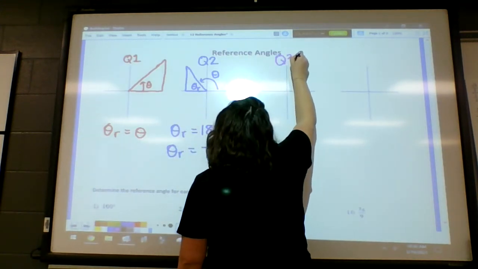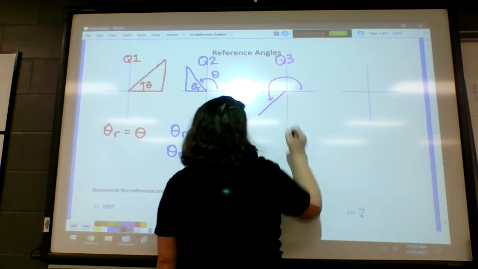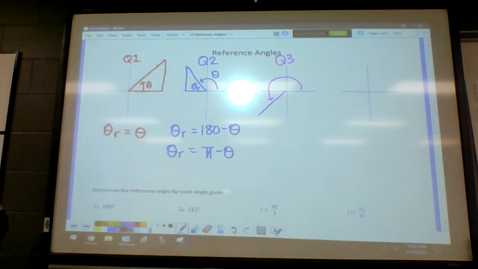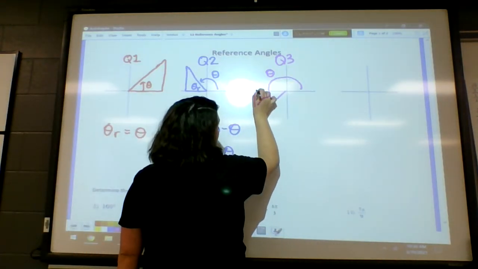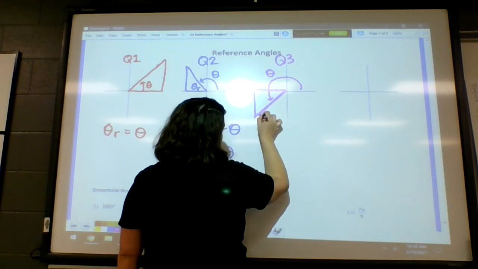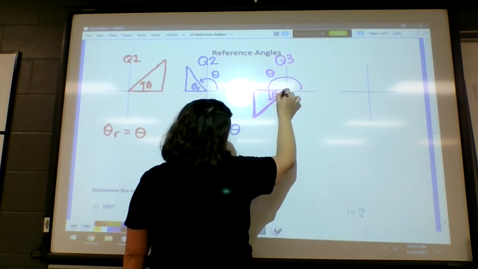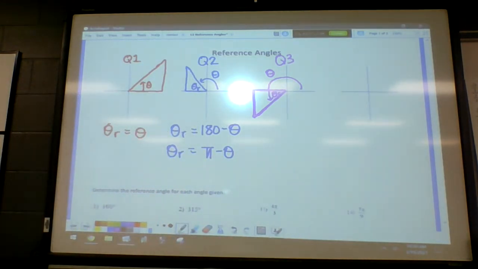All right, in Q3, you'd have some angle down here. The full angle comes from the positive x-axis and goes all the way around. So that would be your angle there. And then the triangle that everything is based off of comes up to the negative x-axis. And so just the inside of that is what our reference angle would be. That's what our triangle is based off of.